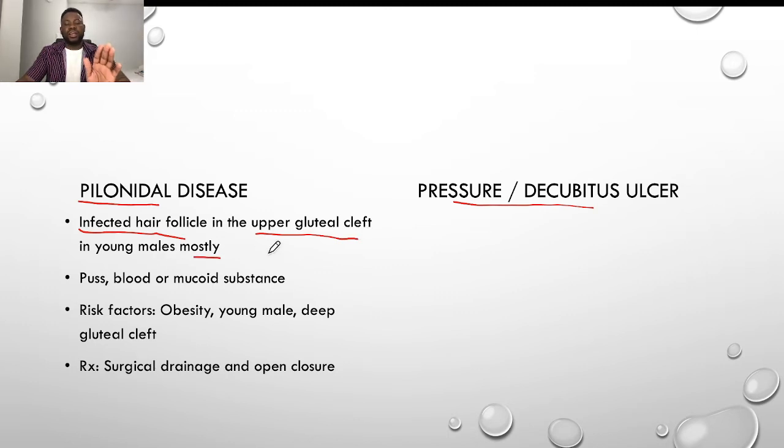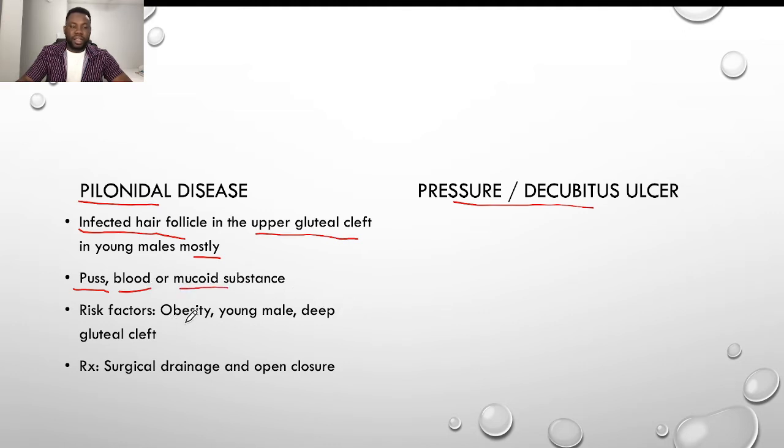So if you look at the gluteal cleft, the upper part, that crevice over there, the men have a lot of hair distribution on their body. So some of the hair follicles can get infected over there, and it may become pus. So when they palpate the infected part or the skin over there, it's going to show a fluctuant mass. So anytime you see a fluctuant mass at the upper gluteal cleft, it's a pilonidal disease, and it may discharge pus, blood, or mucoid substance.